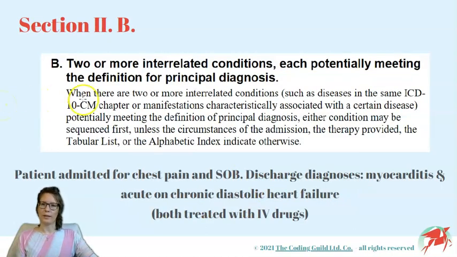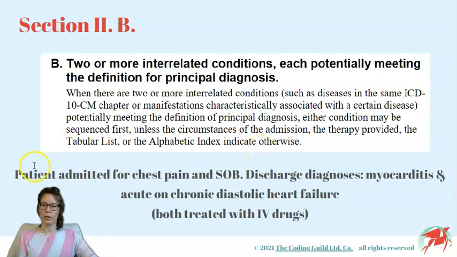Guideline B: when there are two or more interrelated conditions, such as diseases in the same ICD-CM chapter or manifestations characteristically associated with a certain disease, potentially meeting the definition of principal diagnosis, either condition may be sequenced first, unless the circumstances of the admission, the therapy provided, the tabular list, or the alphabetic index indicate otherwise.